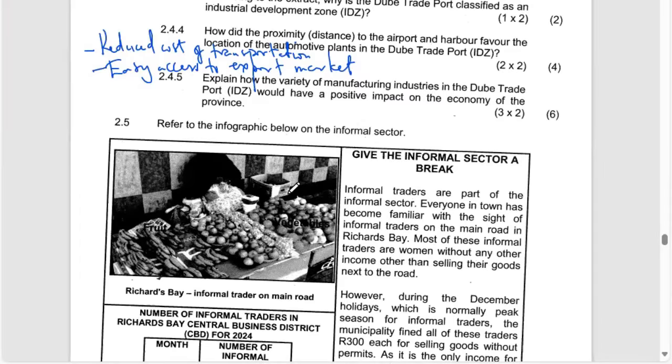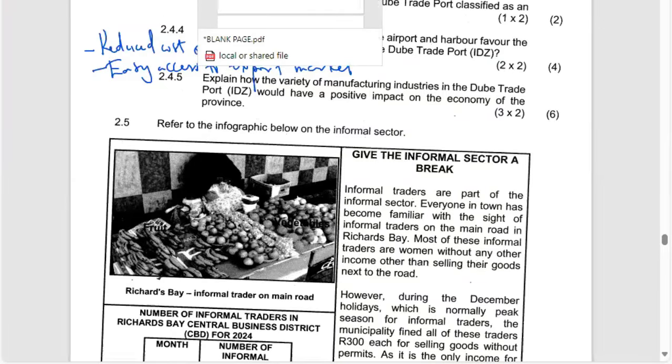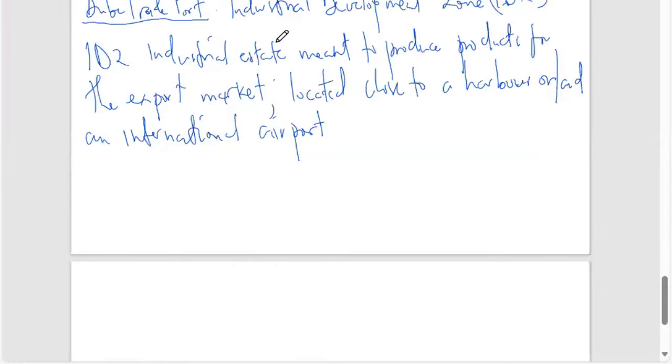Explain how the variety of manufacturing industries in the Dube Trade Port would have a positive impact on the economy of the province. A variety of industries. We are told of a number of industries that are available there. How would it impact on the economy of that particular area? That is question 2.4.5. On the economy, we are looking at aspects like job creation. It is going to contribute towards a variety of jobs being created by those industries, and ultimately income levels are going to increase for the people.